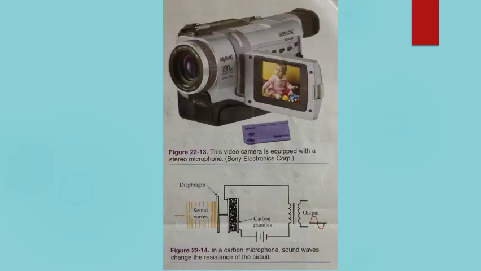This varies the resistance of the carbon. Varying resistance causes a varying current to flow through the carbon button and the transformer primary. The output is a current that varies at the same frequency as the sound waves acting on the diaphragm.